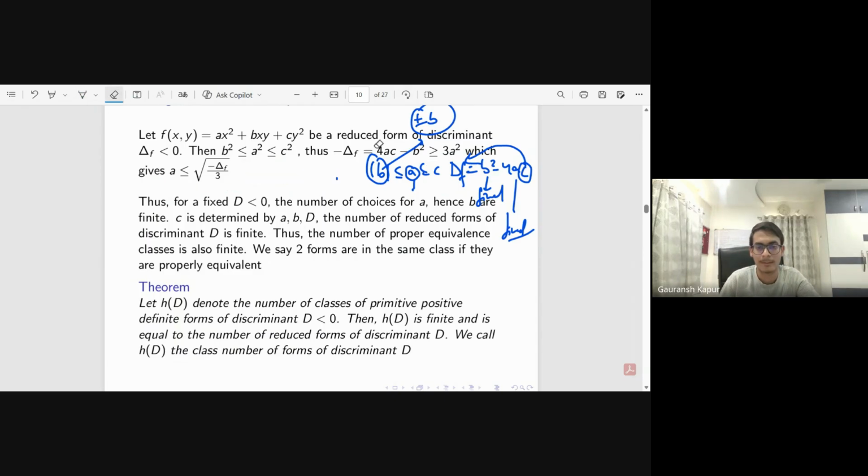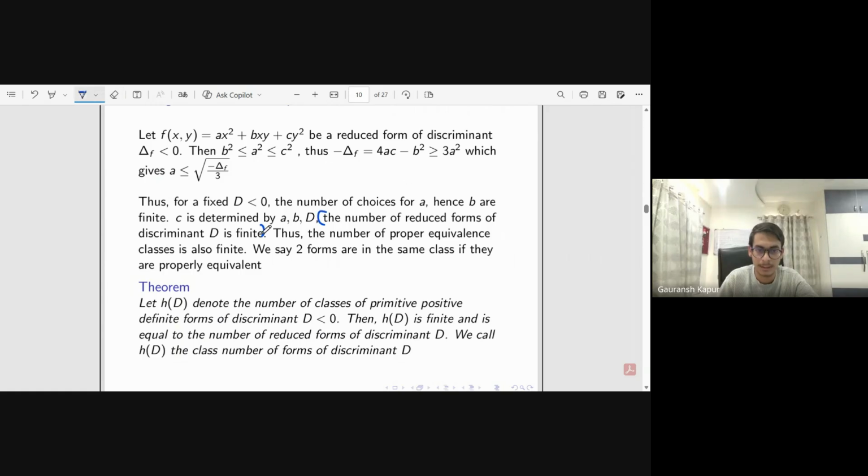So what we have concluded is that there are only finitely many reduced forms of discriminant D. And thus the number of proper equivalence classes is also finite by the above theorem, because every primitive positive definite form was equivalent to a unique reduced form. We say two forms are in the same class if they are properly equivalent. So this gives you the very important definition of the class group, and it shows you that this is also finite.